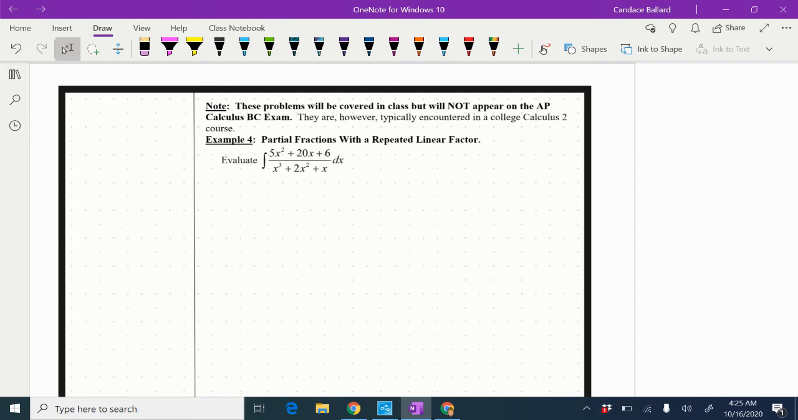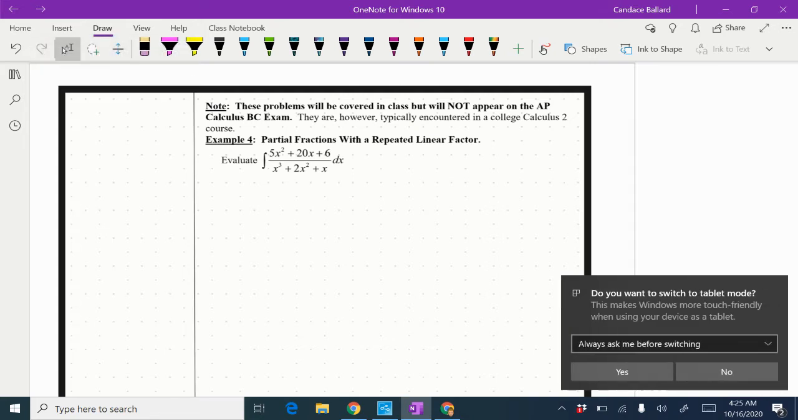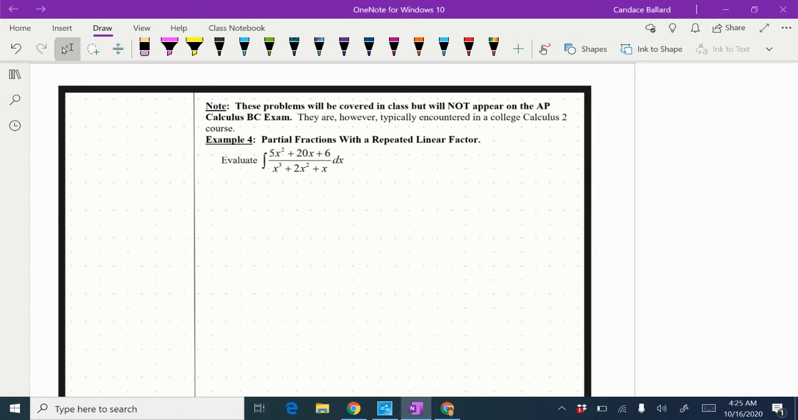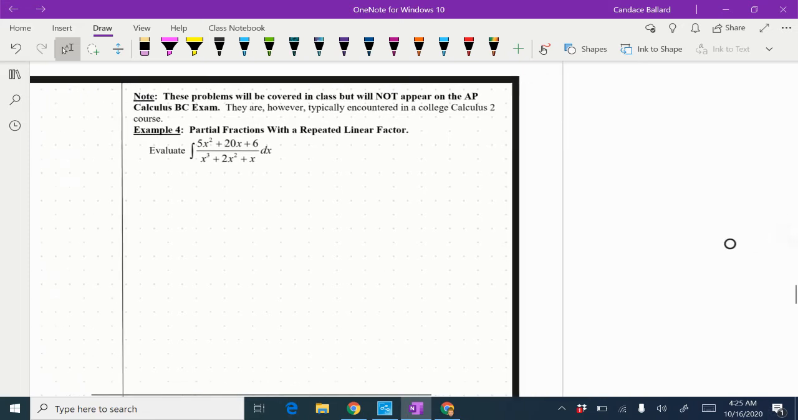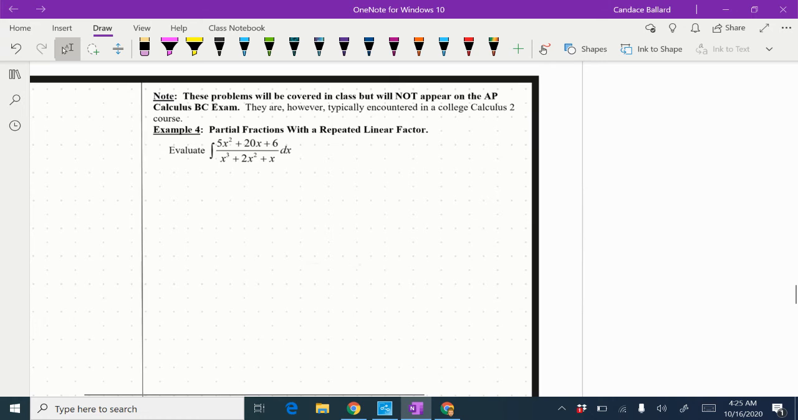Ones like these aren't covered on the actual AP test. However, you typically do see these in a Calc 2 class in college. So sometimes it's good for us to stretch our brains a little bit and see things that we possibly would have seen in Calc 2, which is what this class here covers. In college, you would get credit for Calc 2. And that way, when you go to Calc 3, you know how to do this, hopefully, or at least have seen it.